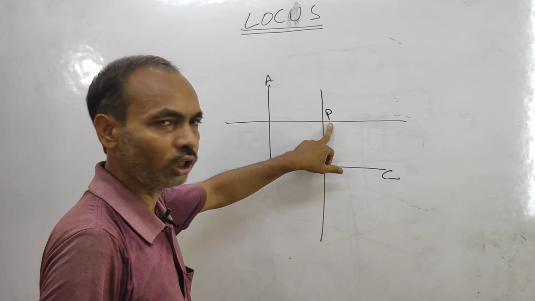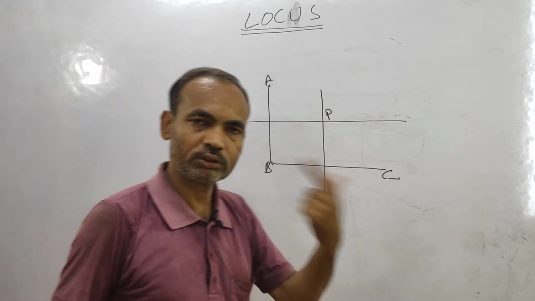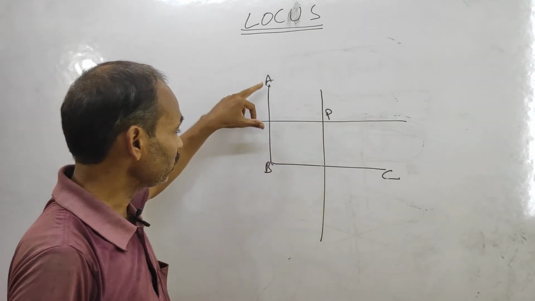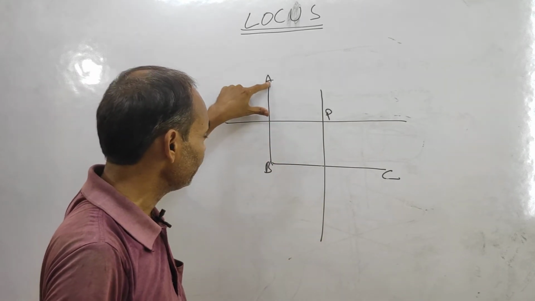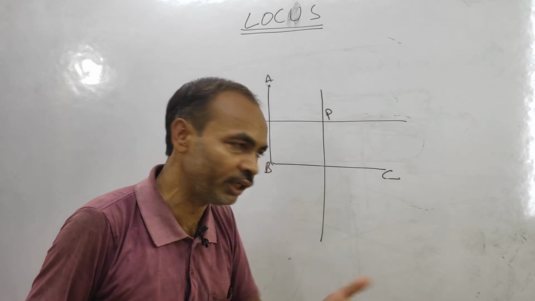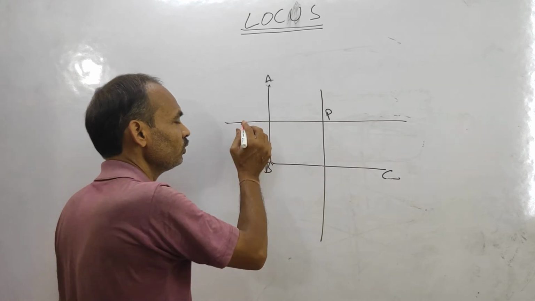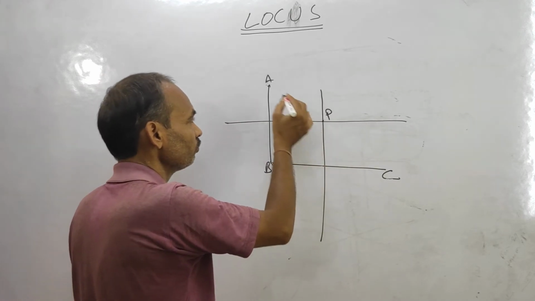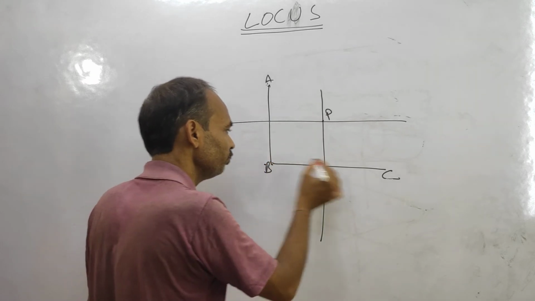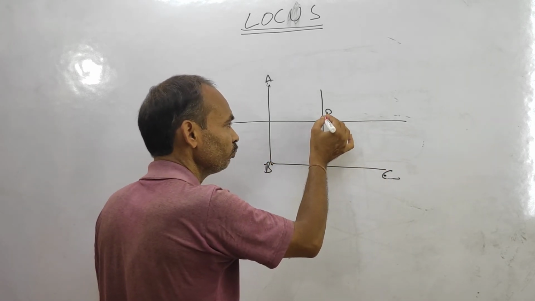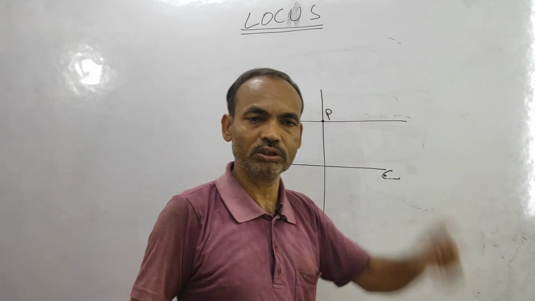This is the locus. First of all, listen to the question: what is the locus of a point which is equal distance from A and B as well as B and C? Then the answer will be the intersection of the perpendicular bisectors of AB as well as BC, which will be the point P. Intersection point P will be the path of the given condition.